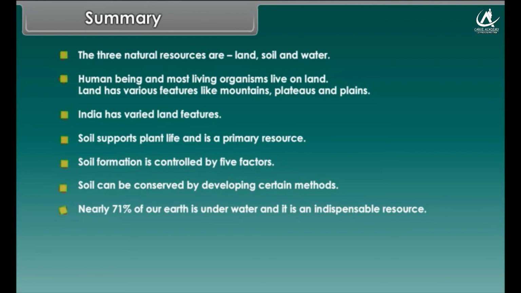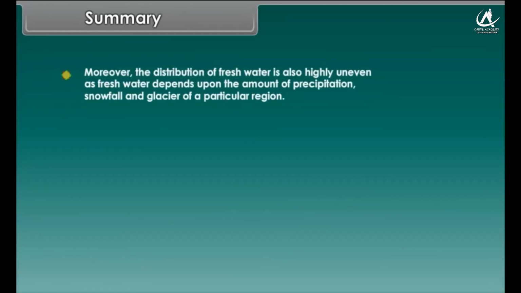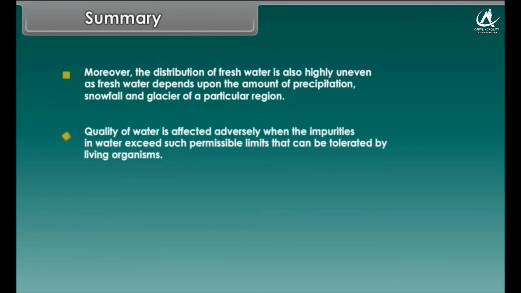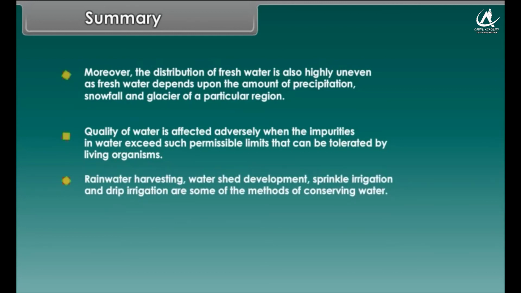Nearly 71% of our earth is under water, and it is an indispensable resource. Not all the water available to us is fresh water. Moreover, the distribution of fresh water is also highly uneven, as fresh water depends upon the amount of precipitation, snowfall and glacier of a particular region. Quality of water is affected adversely when the impurities in water exceed such permissible limits that can be tolerated by living organisms. Rainwater harvesting, watershed development, sprinkler irrigation, drip irrigation are some of the methods of conserving water.